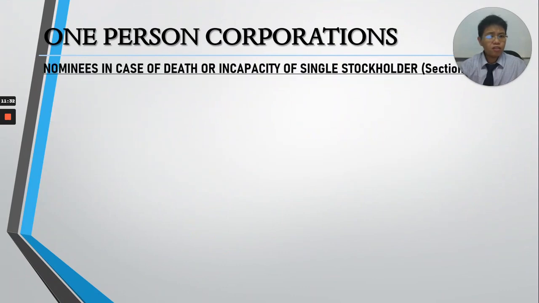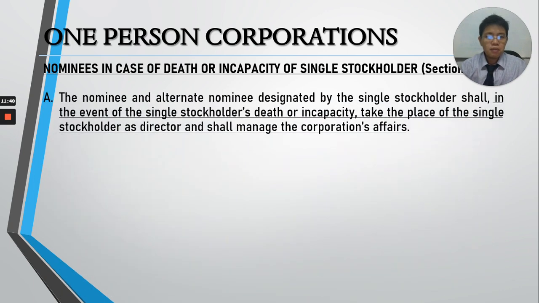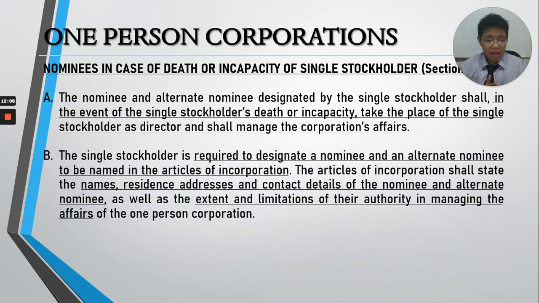Nominee in case of death or incapacity of a single stockholder is covered under section 124. So remember, the nominee and alternate nominee shall be designated by the single stockholder. And remember, in the event of the death of the single stockholder or incapacitated pa lang naman, di pa naman patay, pwede na. Kailangan na rin ng nominee. The nominee or alternate nominee will take the place of the single stockholder as director and shall manage the affairs of the OPC. Siya nang bahala, siyang in charge.